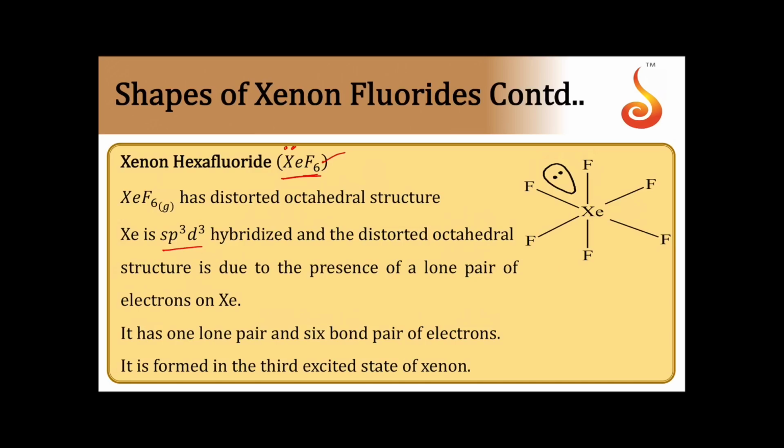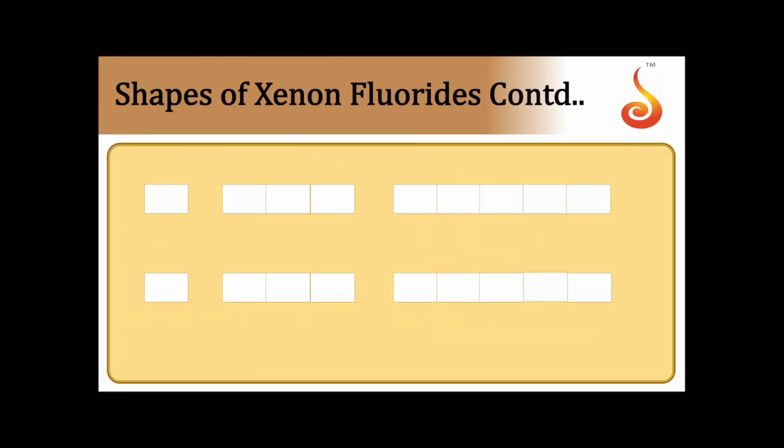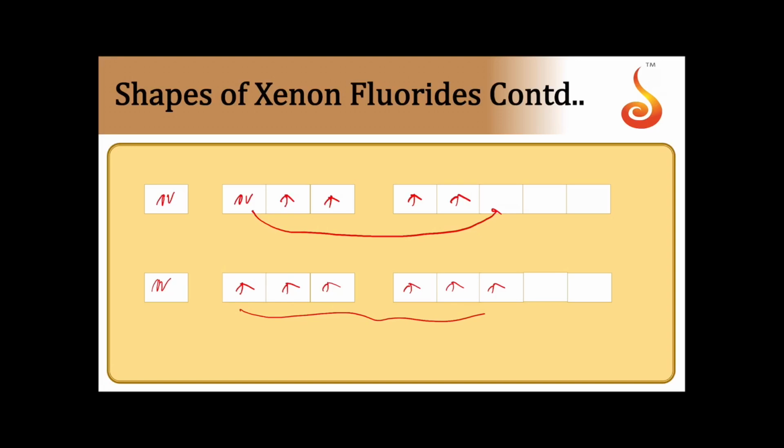So if you have seen the previous structure, it is the second excited state we have. We have here 4 unpaired electrons in the second excited state now. This is the configuration you have in the second state. 4 unpaired electrons are there. Now one more must be going towards this level, means we have like this now. There are now 6 unpaired electrons here, so it can form the XeF6 molecule. So this comes under the third excited state.